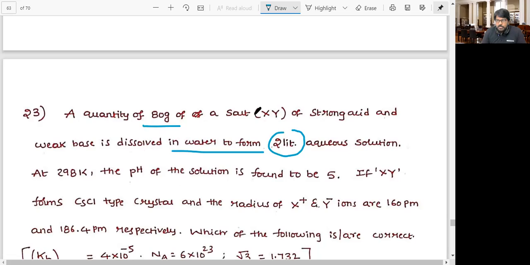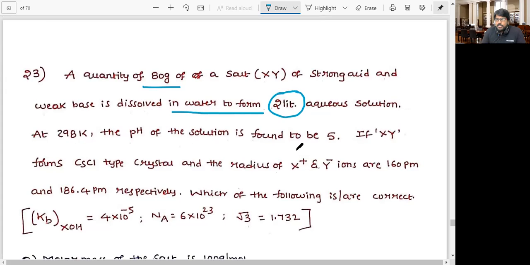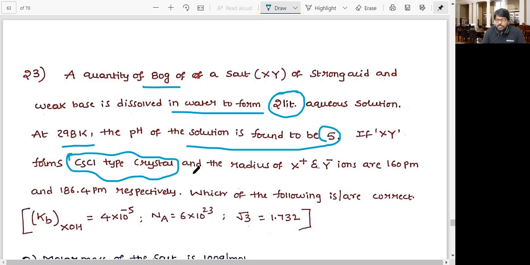80 grams of salt XY, a salt of a strong acid and weak base, is dissolved in water. You need to underline 2 liters. The pH of the solution is found to be 5 at room temperature. If XY forms a cesium chloride type crystal, and the radius of the cation and anion are 160 and 186.4, so the anion is bigger, so the anion will form a simple cube, and the cation will be in the cubic void. Which of the following are correct?